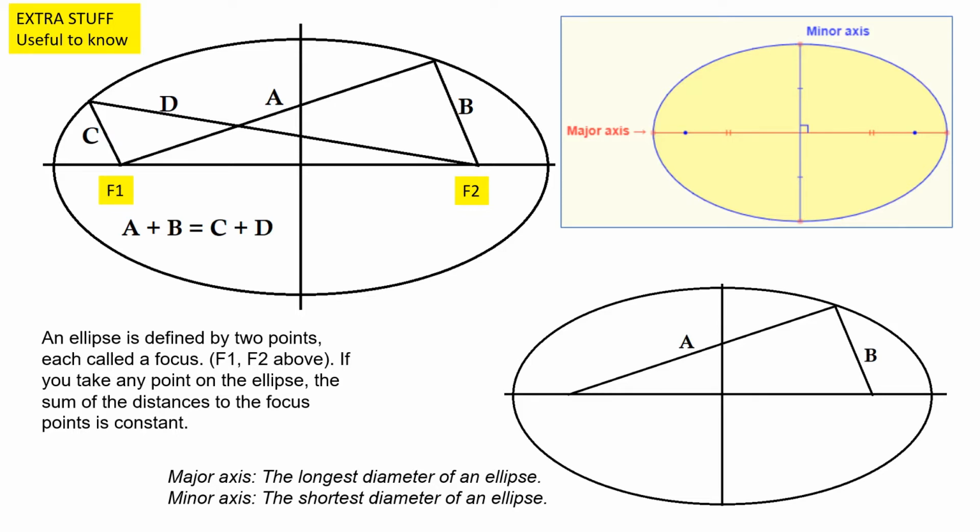An ellipse is defined by two points, each called a focus, F1 and F2. If you take any point on the ellipse, the sum of the distances to the focus points is constant. The major axis is the longest diameter of an ellipse, and the minor axis is the shortest diameter of an ellipse.